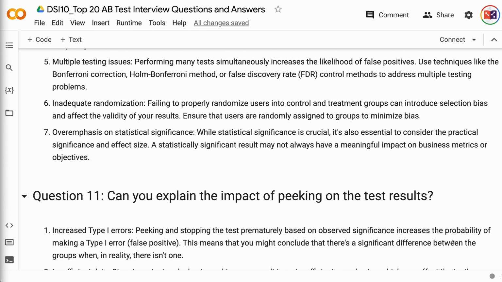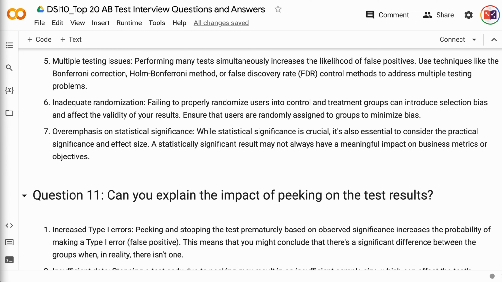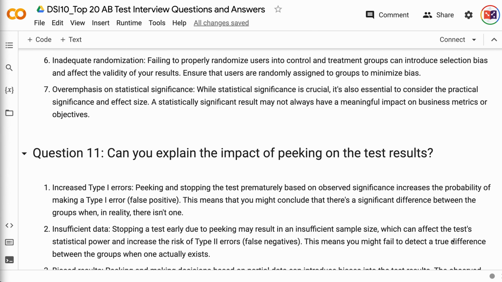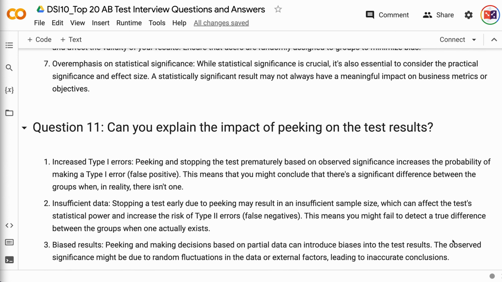6. Inadequate randomization. Failing to properly randomize users into control and treatment groups can introduce selection bias and affect the validity of your results. Ensure that users are randomly assigned to groups to minimize bias. 7. Overemphasis on statistical significance. While statistical significance is crucial, it's also essential to consider the practical significance and effect size. A statistically significant result may not always have a meaningful impact on business metrics or objectives.